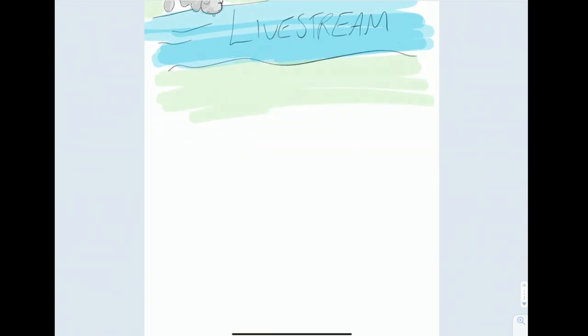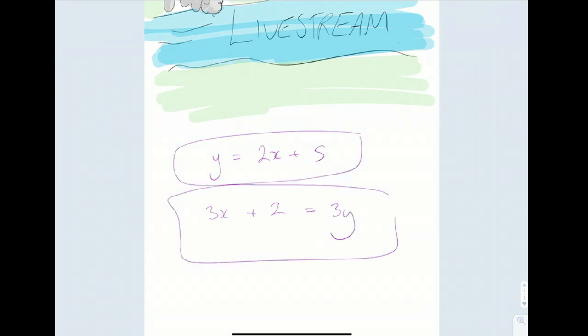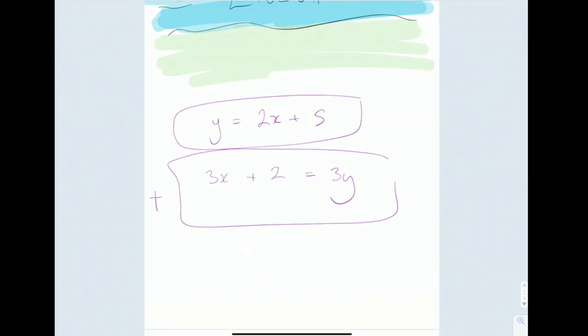But I think the principle is that if you have two equations, let's say I've got 2x plus 5, and I have another one, let's say 3x plus 2 equals, I don't know, 3y. I think for simultaneous equations, you add them together. So I think this is the way it works.